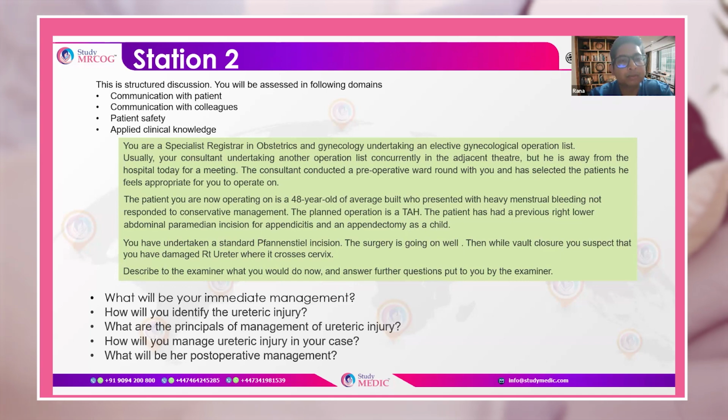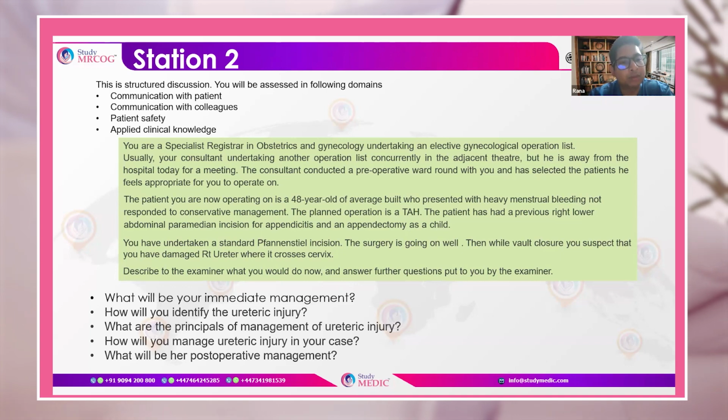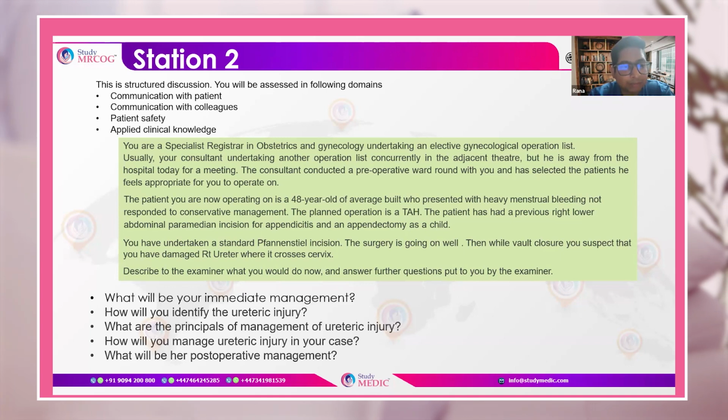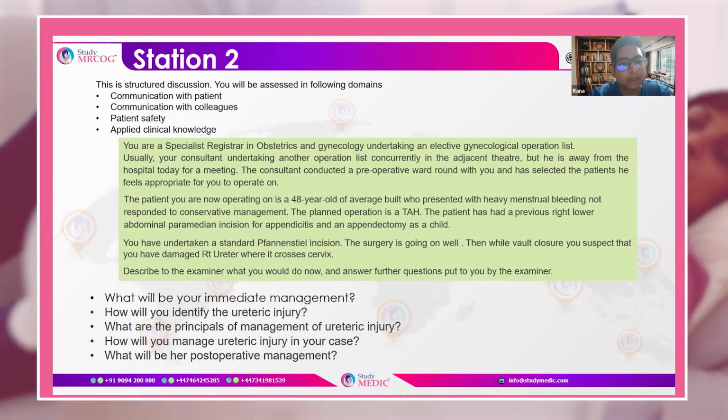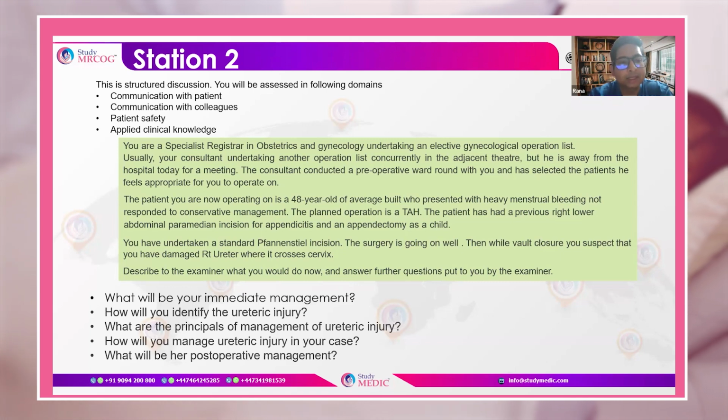So what you need to do, you need to have a basic understanding here for the ureteric injury management. Often they will ask you in this format. First, they will ask the immediate management, or in other framing, what is the next step you're going to do for any kind of scenario.